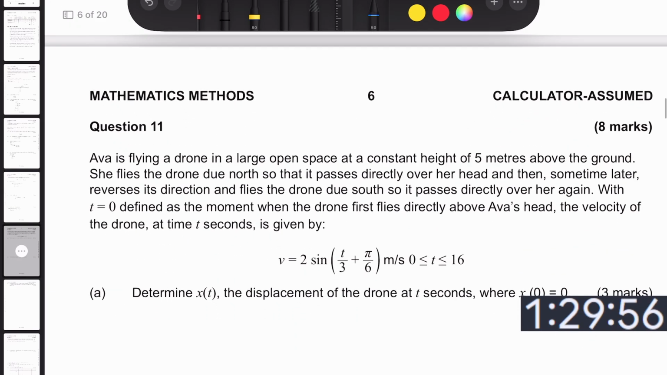Question 6. Ava is flying a drone in a large open space at a constant height of 5 meters above the ground. She flies the drone due north so that it passes directly overhead, and then sometime later reverses direction and flies the drone due south so it passes directly overhead again. Find the moment the drone first flies above Ava's head. The velocity of the drone at time t is given by that.